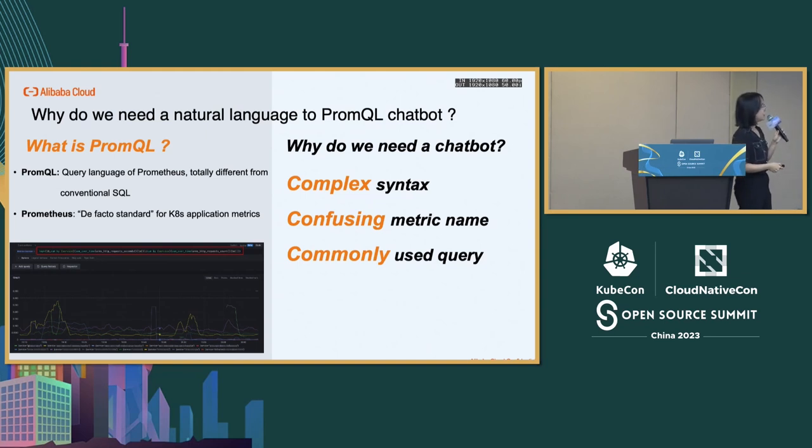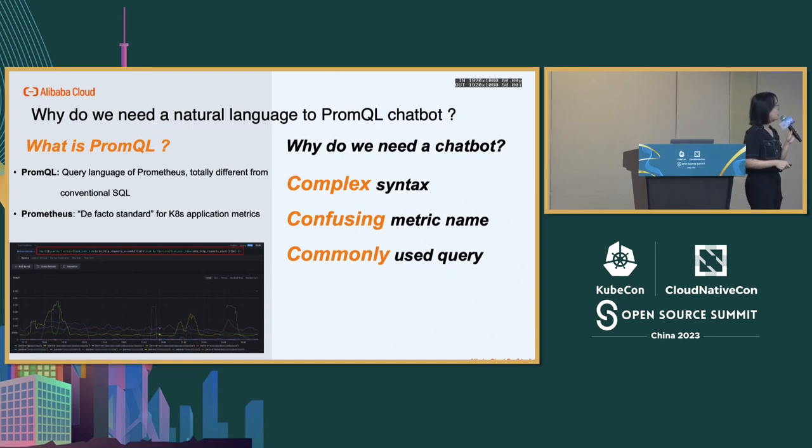The second C stands for confusing, because a PromQL query consists of functions and metric names, but the metric names can sometimes be very confusing. This is because the metrics we store in Prometheus are collected by different agents provided by different companies, like SkyWalking, OpenTelemetry, and of course ARMS, and Dynatrace. The metric names can be different, and sometimes they are very confusing.